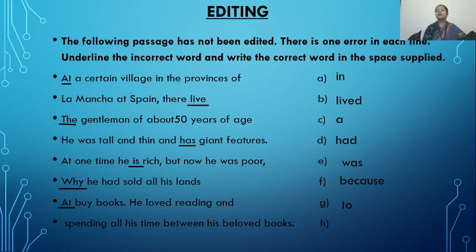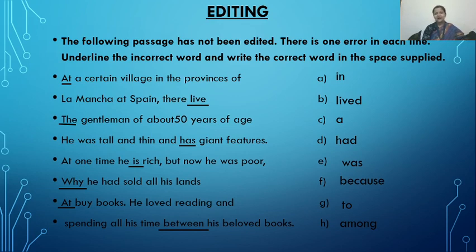"Between his beloved books." We all know that "between" is used for two, when the relation is shown between two. Here books are mentioned. That means it is more than two. So the mistake is here. "Between" is wrong. What should it be? It should be "among".